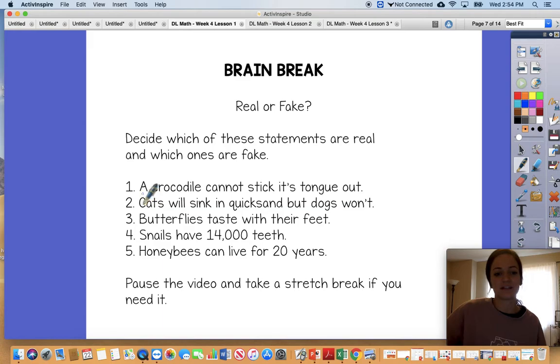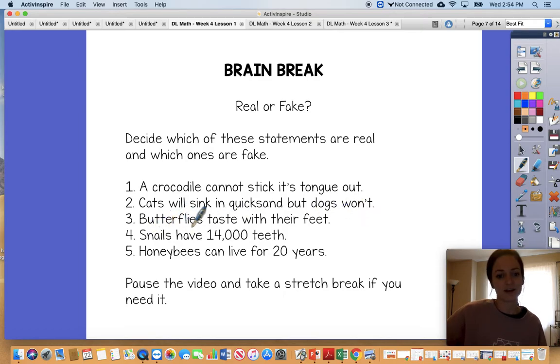Okay, so I'm going to read it, and you tell me if it's real or fake, and then I'll tell the answers at the end, okay? Number 1, a crocodile cannot stick its tongue out. Do you think that's real, or do you think that's a fake fact? Number 2, cats will sink in quicksand, but dogs won't. Do you think that's real, or do you think that's fake?